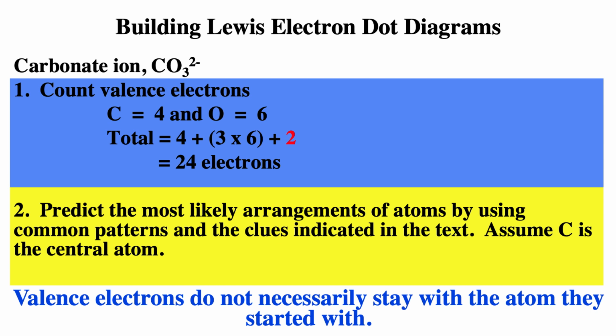We can try the carbonate ion, and so CO3 2-. Carbon has 4 valence electrons, oxygen has 6. And that 2- charge means you have 2 extra electrons. And so 3 times 6 is 18, plus 2 gives us 20, plus that 4, so we have 24 valence electrons that we have to use. Now, we could assume that the carbon is the center atom. That should be a decent assumption.